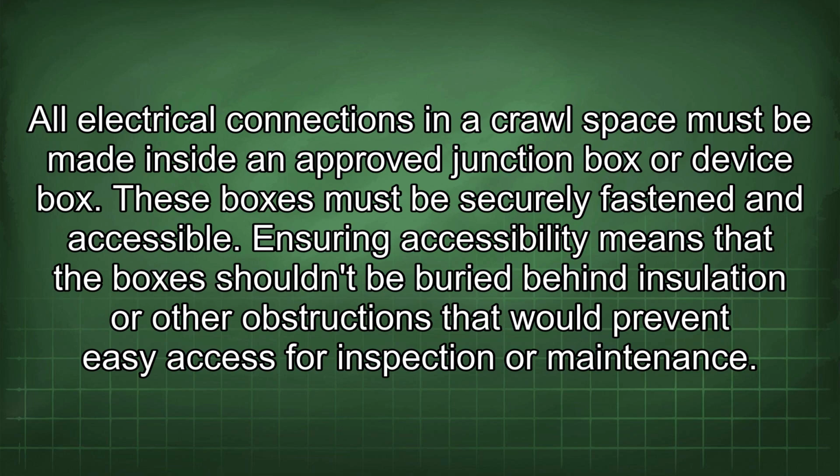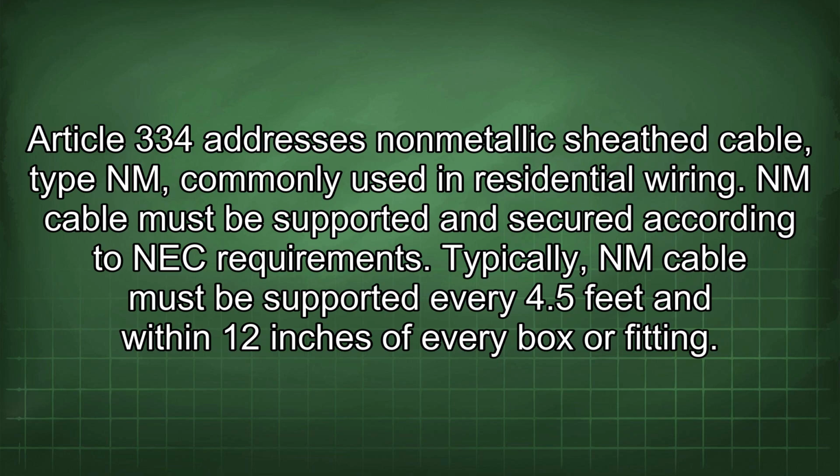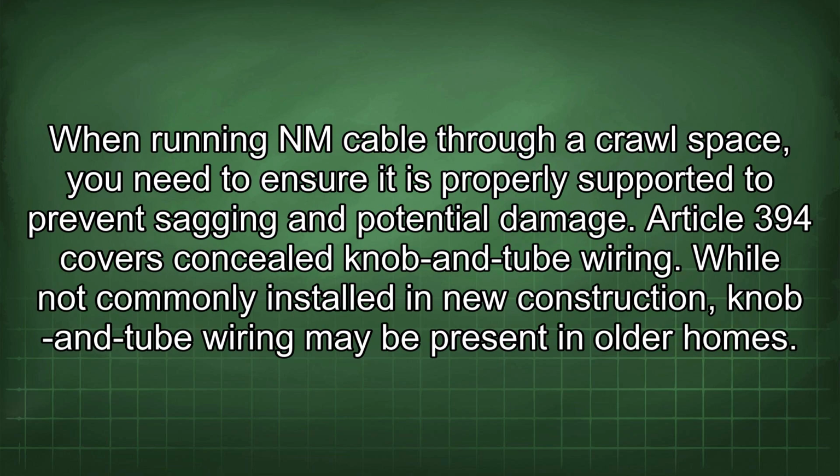Article 334 addresses non-metallic sheath cable, type NM, commonly used in residential wiring. NM cable must be supported and secured according to NEC requirements. Typically, NM cable must be supported every 4.5 feet and within 12 inches of every box or fitting. When running NM cable through a crawl space, you need to ensure it is properly supported to prevent sagging and potential damage.